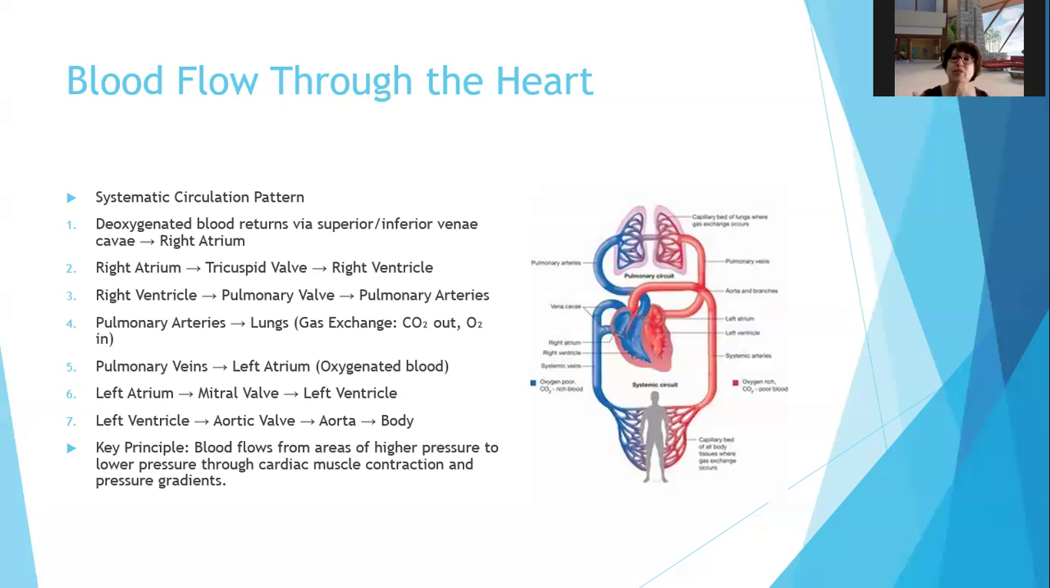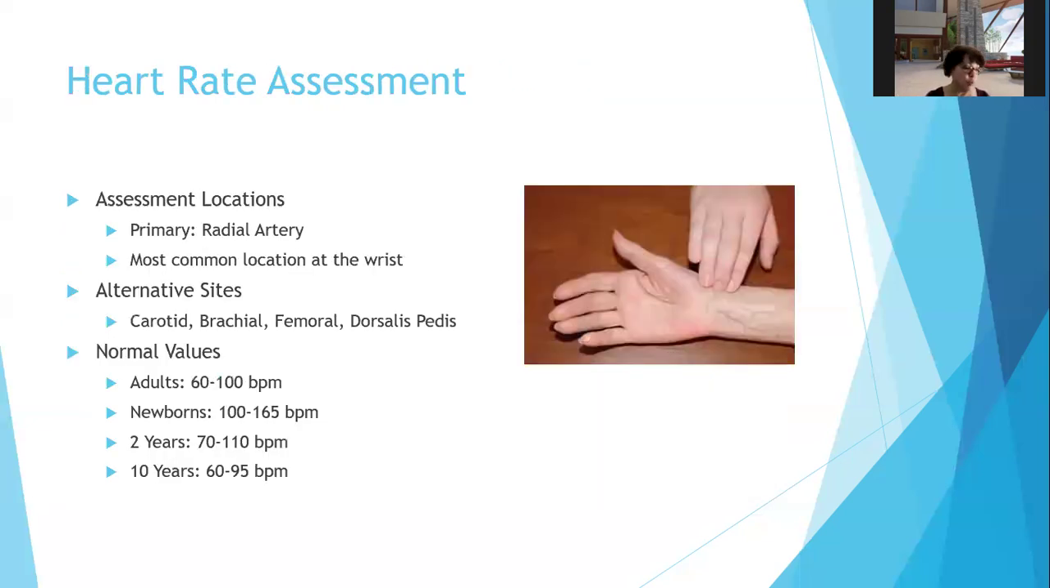So we have the pulmonary circulation, which is the blood circulating in the lungs, and we have the systemic circulation, which is the blood circulating in the body. And the heart is just pumping it all around. Good job, heart. We like that. We're going to assess heart rates most often at the radial artery in the wrist. I think we all know how to do that.